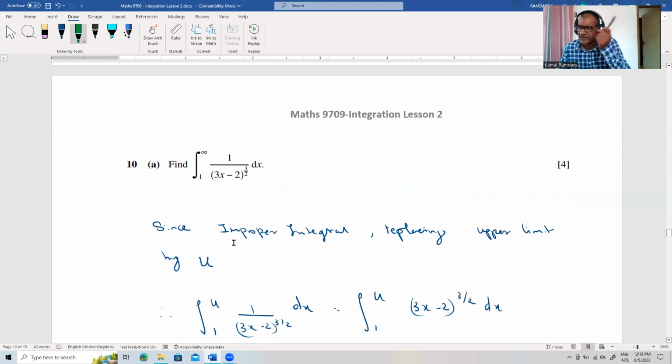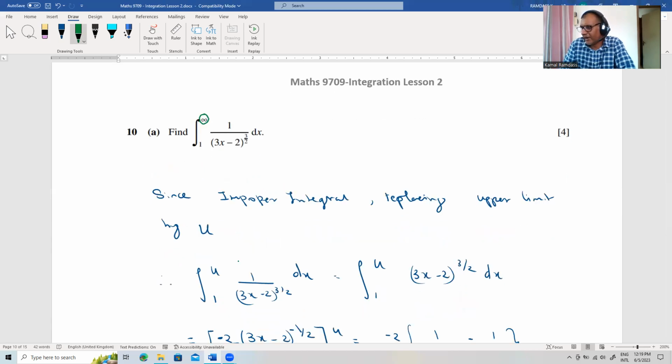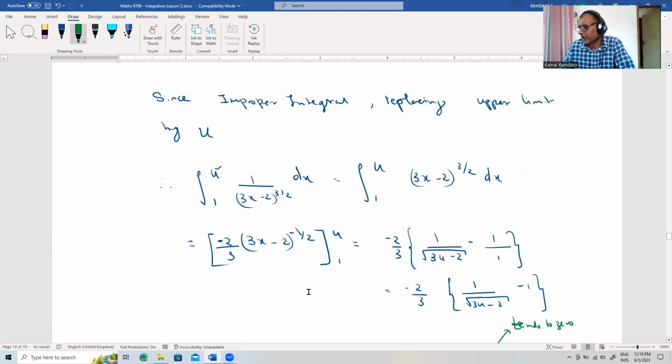Exercise 10, find the integration from 1 to infinity of 1 over (3x minus 2) to the power of 3 over 2 dx. Well, this is an improper integral because one of the limits is infinity. And then, to evaluate this, I replace the upper limit by a variable, I call it u, okay? And then, I integrate. And then, I evaluate the integral. And as we integrate, we increase the power by 1, 3 over 2, plus, no, minus this, pardon.